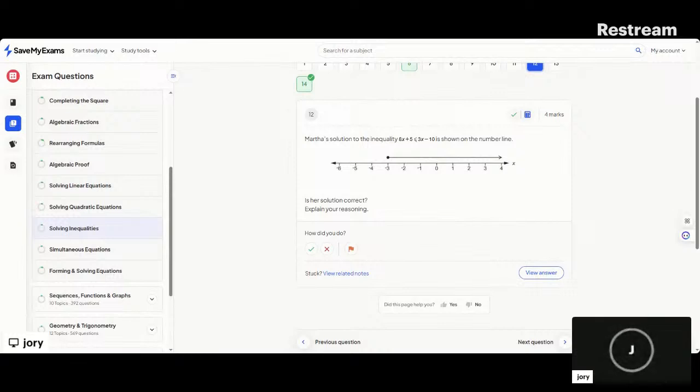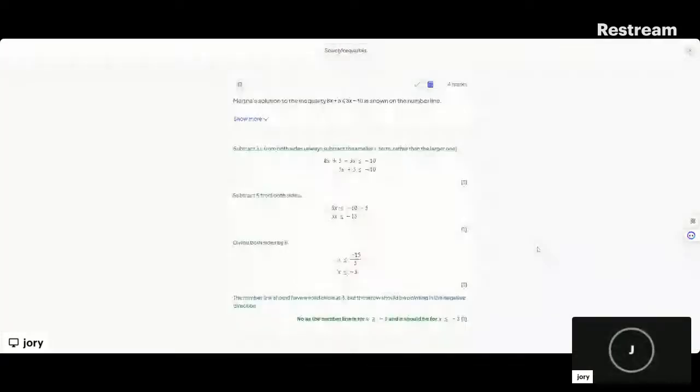She did it greater than or equal to negative 3. She did it in the wrong direction. It's less than, not greater than. Right? No, it's not, because the solution is less than or equal to negative 3. She made it greater than or equal to.